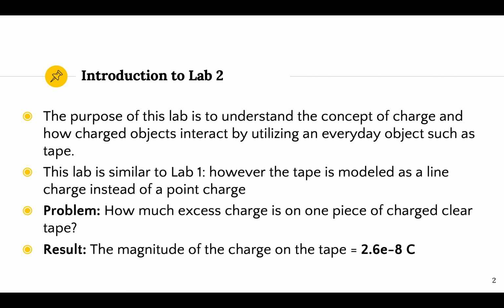So first, as an introduction to Lab 2, the purpose of this lab is to understand the concept of charge and how charged objects interact by utilizing an everyday object such as tape. This lab is similar to Lab 1, however the tape is modeled as a line charge instead of a point charge. The problem was how much excess charge is on one piece of charged clear tape. And the result of this lab was that the magnitude of the charge on the tape came out to be 2.6 times 10 to the negative 8th coulombs using the line charge calculation method.